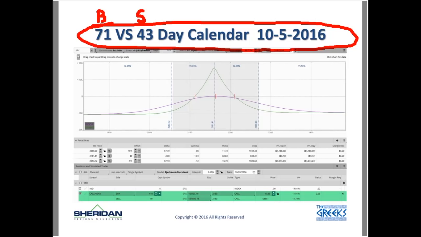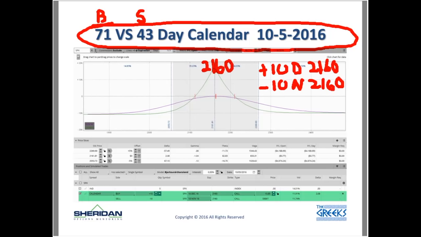So here, SPX is like 2161. In this example, we sell the at the money, which is the 2160. We're buying 10 of the December 2160 calls, and we're selling 10 of the November 2160 calls. Now the cost of this is $10.85 per calendar. This is an SPX.